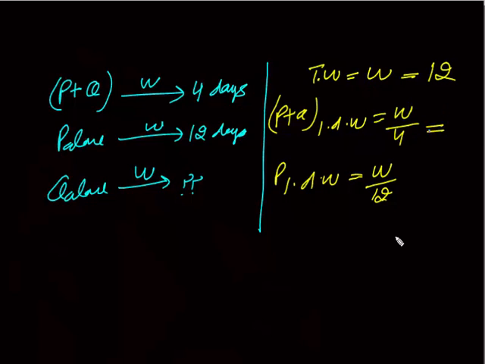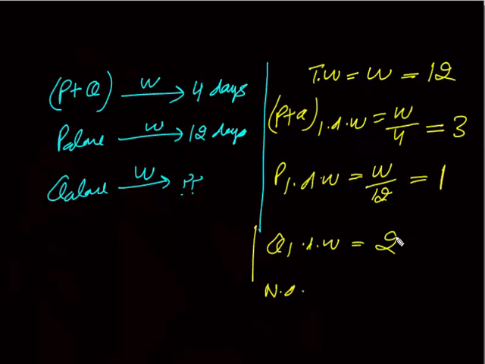So P plus Q is doing 12 by 4, 3 units of work. Together P and Q are doing 3 units of work in one day, out of which P is doing 12 by 12, 1 unit of work. So definitely Q's one day work by common sense would be 2 units per day.